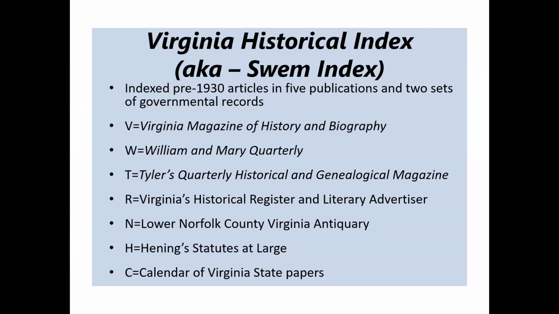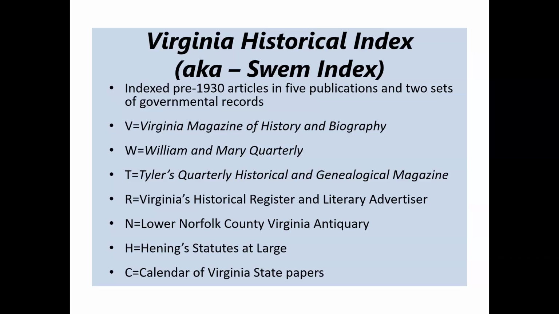When it comes to Virginia, one of the first things that you want to do is look at the Virginia Historical Index, also sometimes referred to as the Swem Index. Now, this indexed pre-1930 articles that were found in 5 publications and 2 sets of governmental records. This is as close to getting an index to Virginia as you can get.